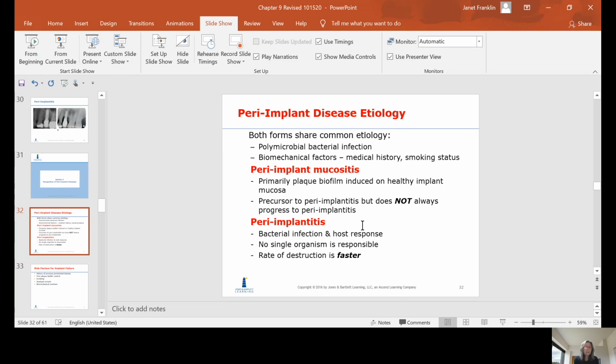Patients who have implants need to be seen on a more frequent schedule for perio maintenance, or if they're not a perio patient and say they had a tooth knocked out in a car accident or a bike accident or something, and they had an implant placed, they still need to have that implant monitored more closely. Peri-implantitis is also a bacterial infection and a host response. No single organism is responsible, so there's all kinds of bacteria that can cause this, and the rate of destruction on an implant is faster than the rate of destruction on a tooth.